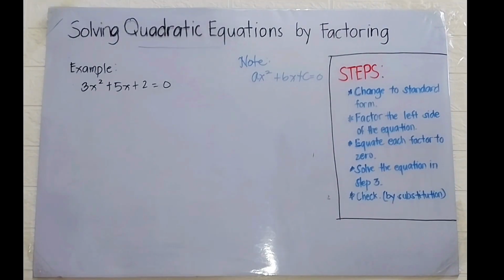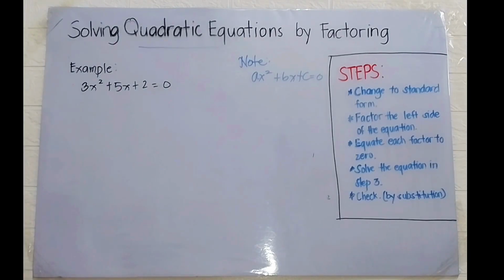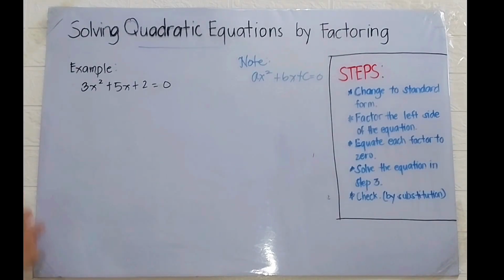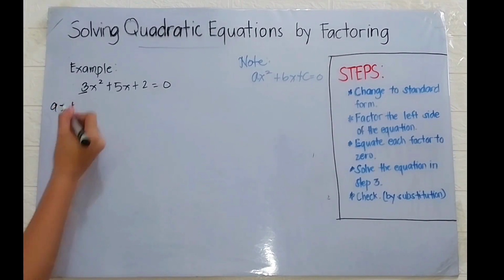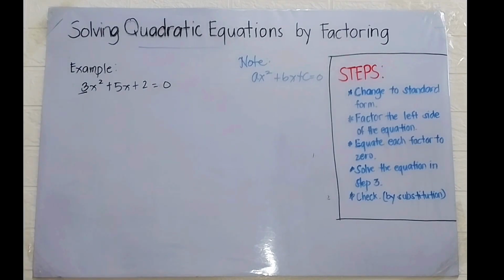Okay, our next example is 3x squared plus 5x plus 2 is equal to 0. So, let's check if it's already written in standard form. As you can see, it has the same format as our standard form. So therefore, we're done with step 1. Step 2, factor the left side of the equation. Here, many people get confused when there is a value of a. A here is greater than 1 already. So, what kind of factoring method will we use? Factoring by grouping.